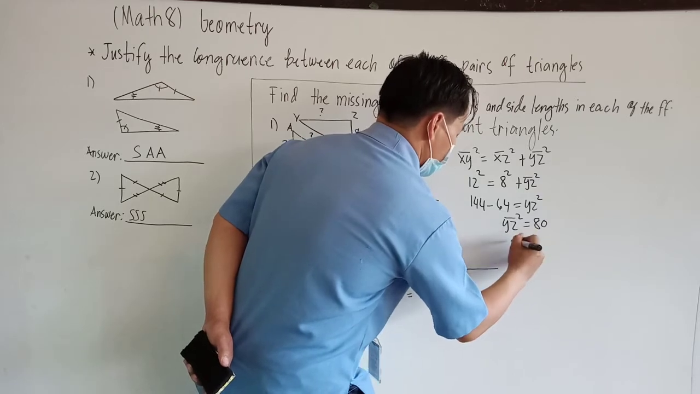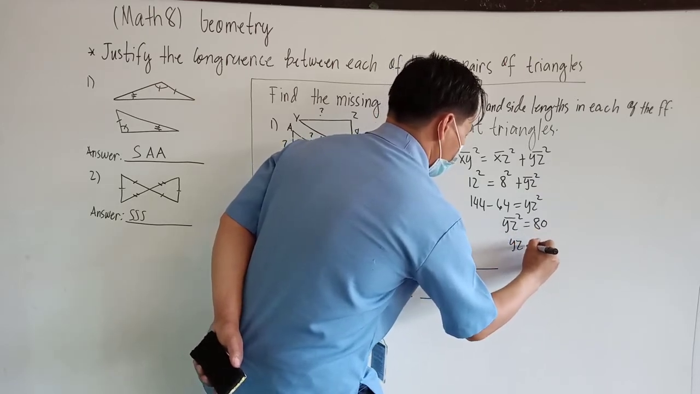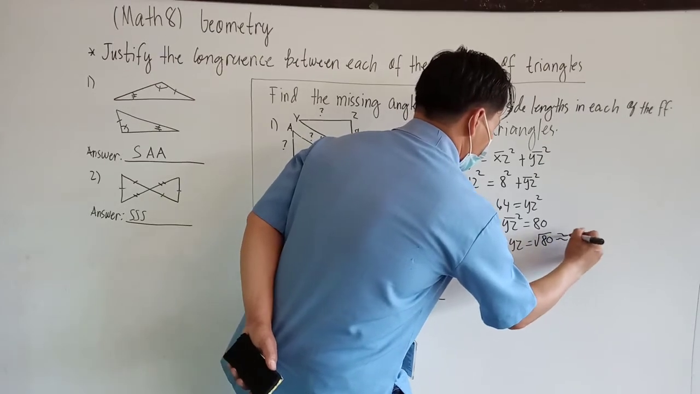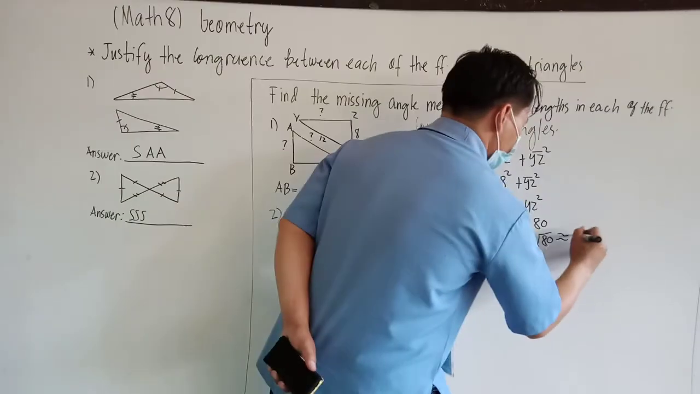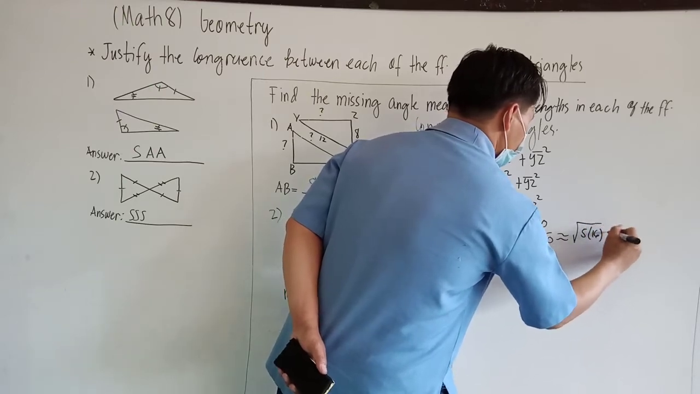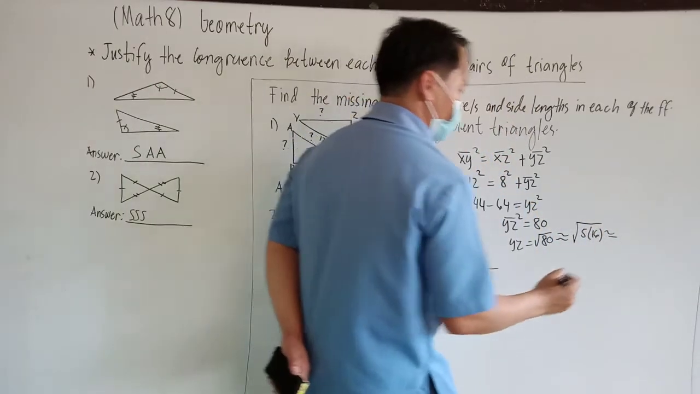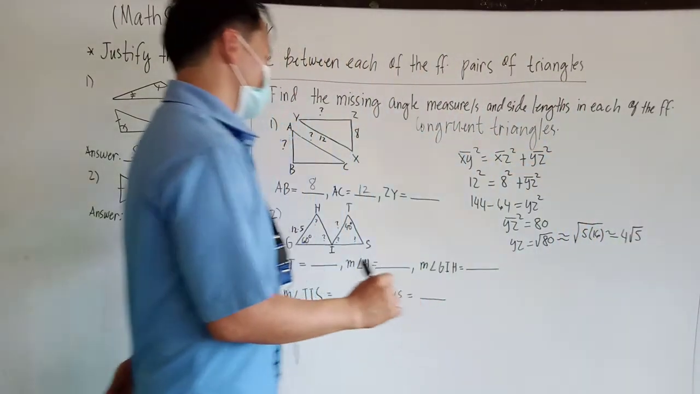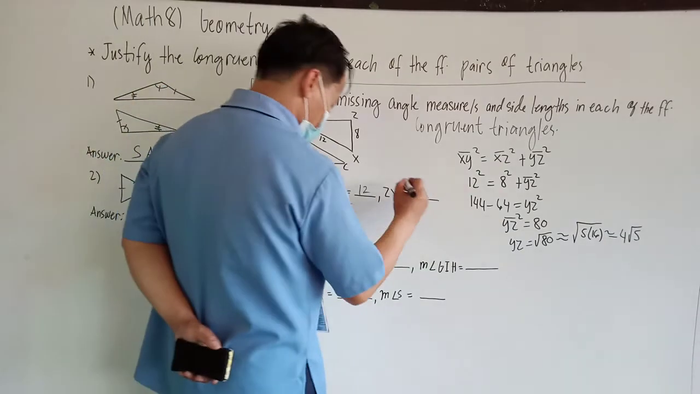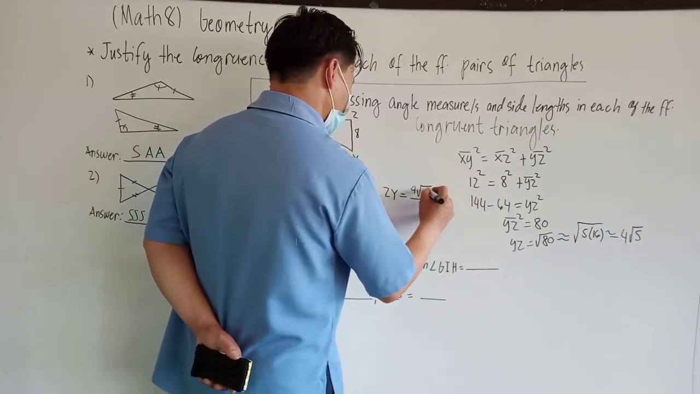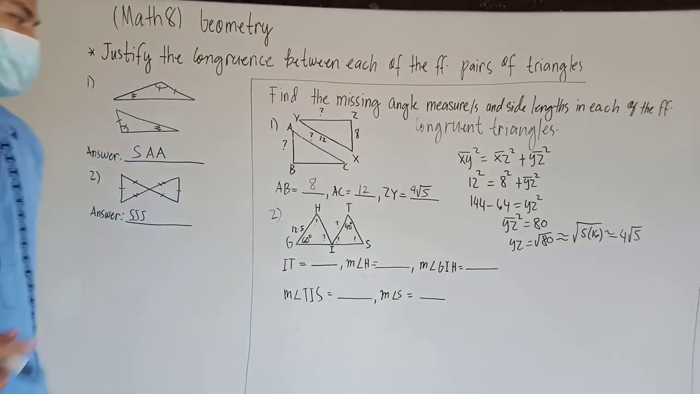Square root of YZ, so YZ or ZY is now equal to the square root of 80, which is equal to the square root of 5 times 16, or it is equivalent to 4 times the square root of 5. So in here, the answer is 4 times the square root of 5 units.